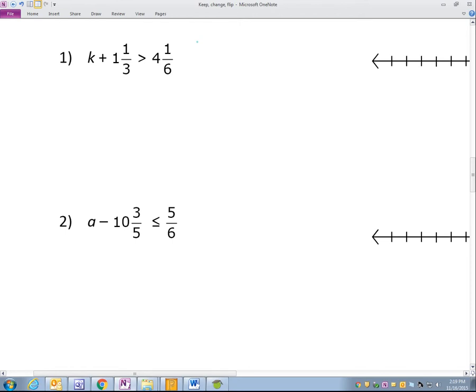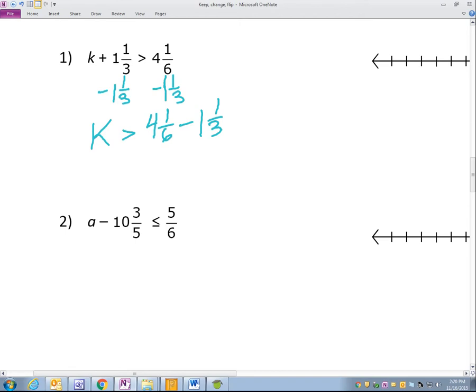So I have addition here, so I have to do the inverse of addition. So I'm going to subtract 1 1/3. So we should be writing this. We're on the back side. So that leaves me with k is greater than 4 1/6 minus 1 1/3.